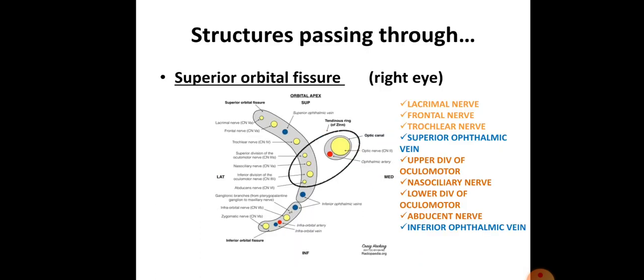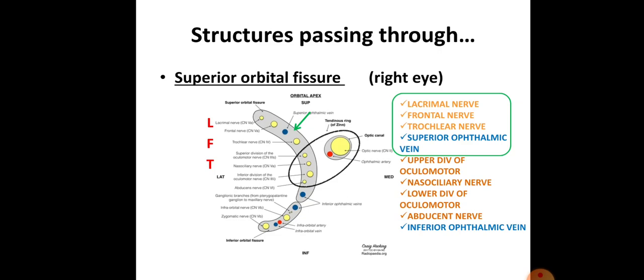What are the structures passing through these foramina? Superior orbital fissure. It is divided into 3 compartments by the annulus of Zinn. It is a muscular tendinous ring. We will see that. So it is divided into lateral, intermediate and medial compartments. The upper and lateral compartment transmits 3 nerves. Remember the mnemonic LFT. That is lacrimal, frontal and trochlear nerve. The trochlear nerve is the 4th cranial nerve.